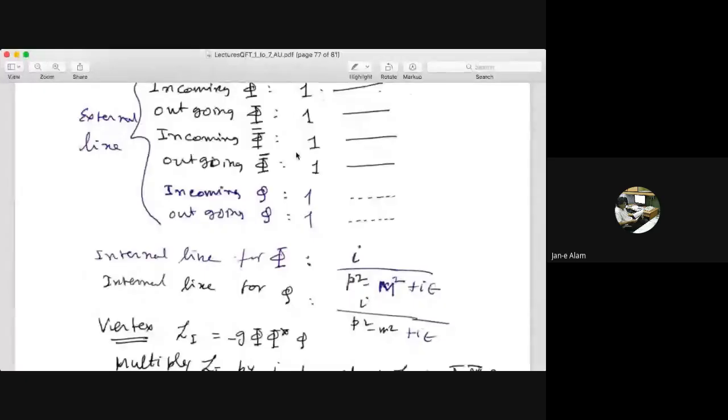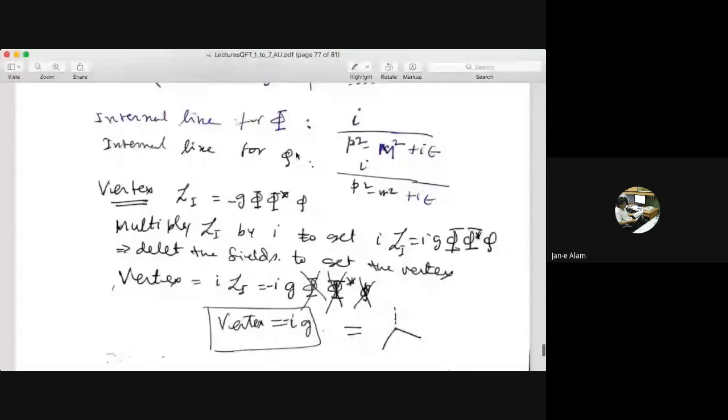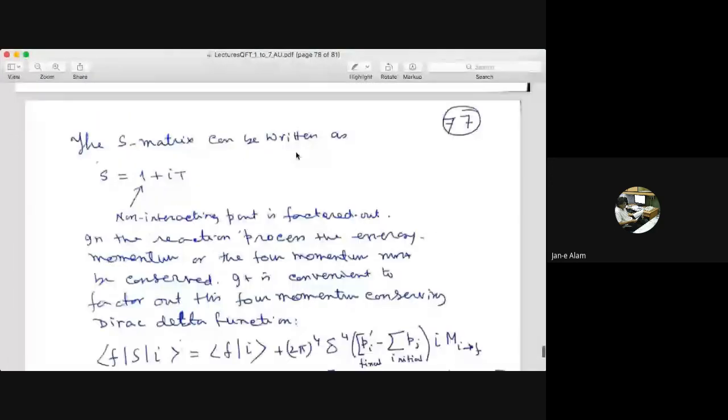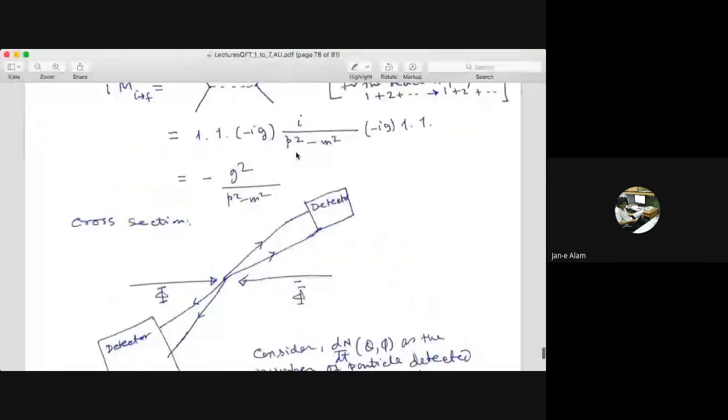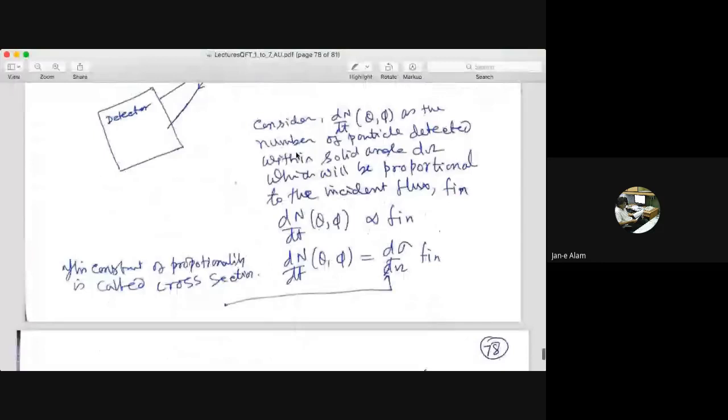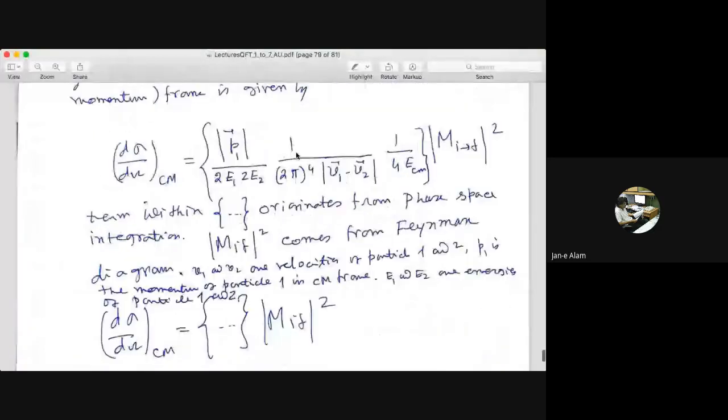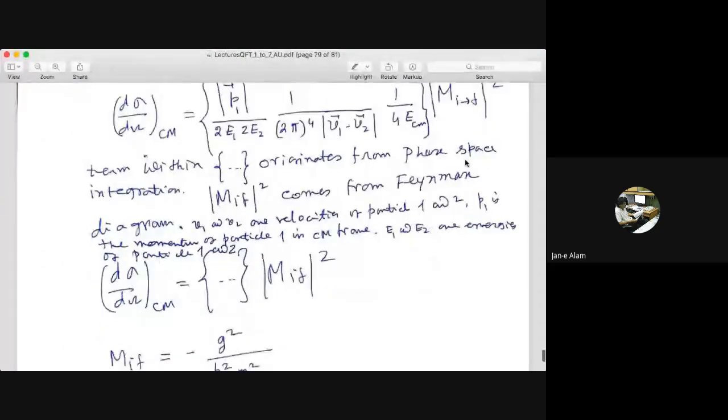That I can get for the external lines. External lines are incoming and outgoing particles. There are many other processes which I will discuss. And this is the final formula for the cross sections. As I said, this comes from the Feynman diagrams, and we'll draw some more Feynman diagrams.